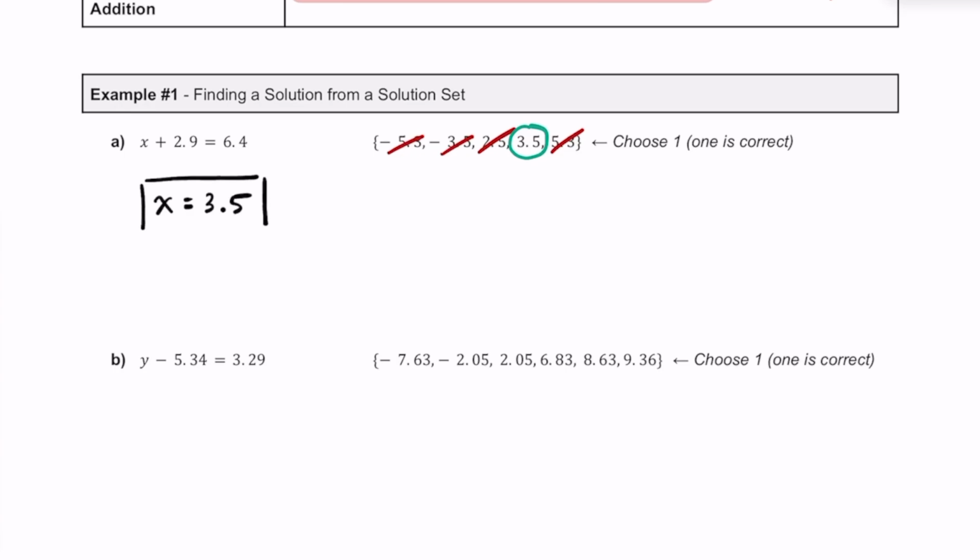So if you're given a solution set and you're asked to find what the solution is, you can basically see which one makes the most sense when you plug it in. It's got to make the left side and the right side equal each other. In this case, 3.5 plus 2.9 does equal exactly 6.4. If you want to verify this, substitute x is 3.5 and add that 2.9, then you should get this 6.4.